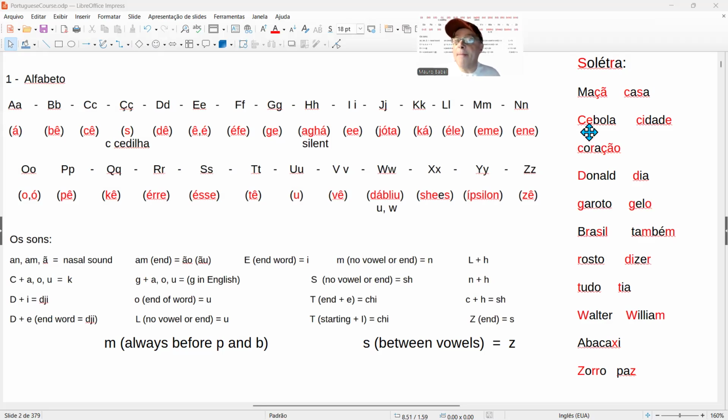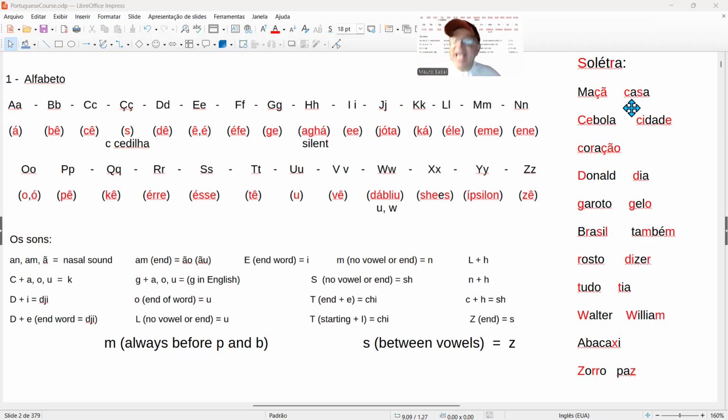Se. É. Nothing special. Cebola. Repeat. Cebola. Again. Cebola means onion. Nothing special with the C. The important thing here is for us to observe one thing.